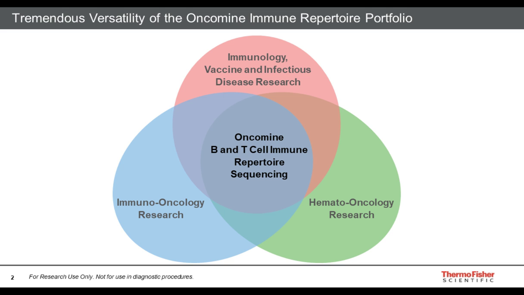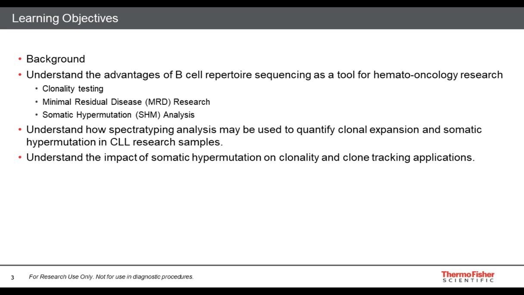interest. So for a bit more granularity on the presentation, I'm going to start with a background on immune repertoire sequencing before proceeding to describe some of the reasons why the field has migrated towards immune repertoire sequencing as a tool for Haemato-Oncology research. And then after that, I'll discuss spectra typing analysis as a tool to interpret repertoire data, before finally finishing the presentation with a discussion of somatic hypermutation and its impact on clonality and clone tracking applications.